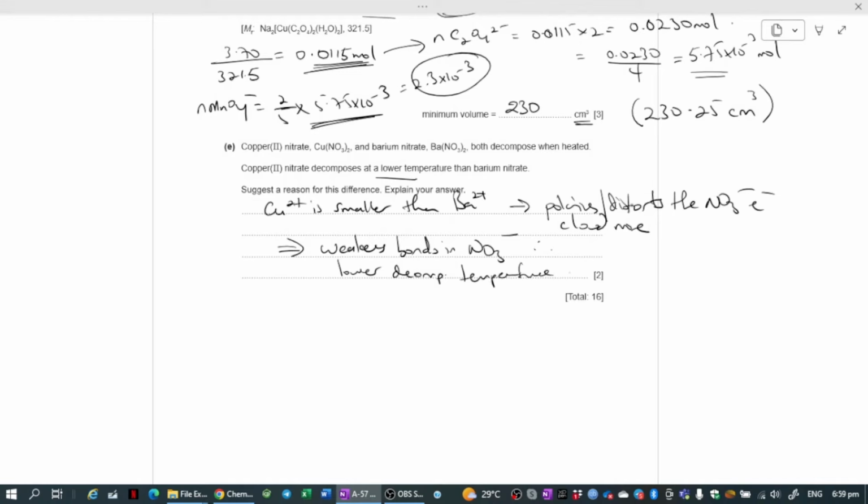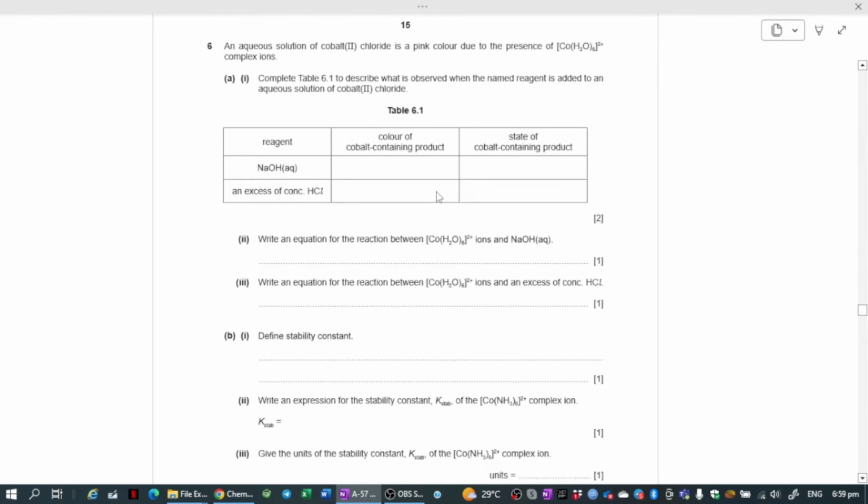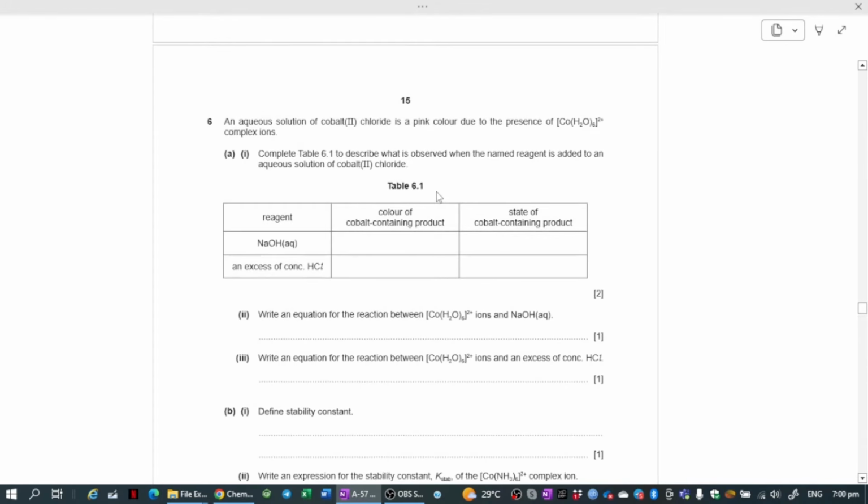Right? And that is question number 5. Moving on to question number 6, which is also based on transition metal chemistry. We are told here that an aqueous solution of cobalt(II) chloride is pink due to the presence of this cobalt complex. Complete table 6 to describe what is observed when the named reagent is added to an aqueous solution of cobalt(II) chloride. And we have to fill out the color and the state.